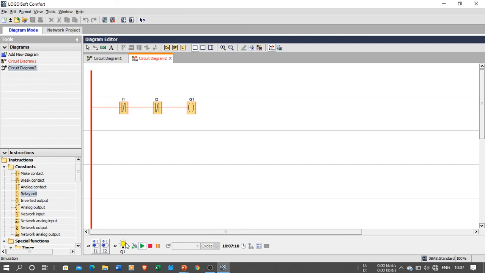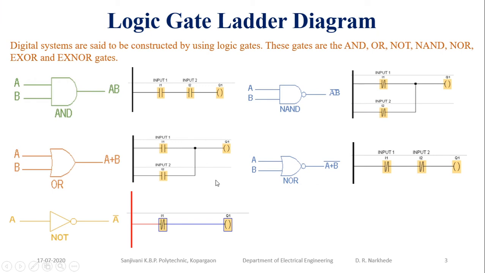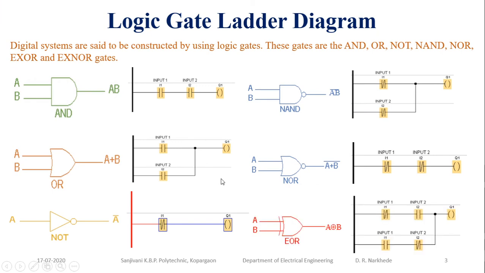Okay, so the NOR gate will give you the output only when all the inputs are low. Okay, I1 is low as well as I2 is low, then only it will give you the output, otherwise it will not give you the output. This is your NOR gate. Now after that we will discuss the XOR gate.